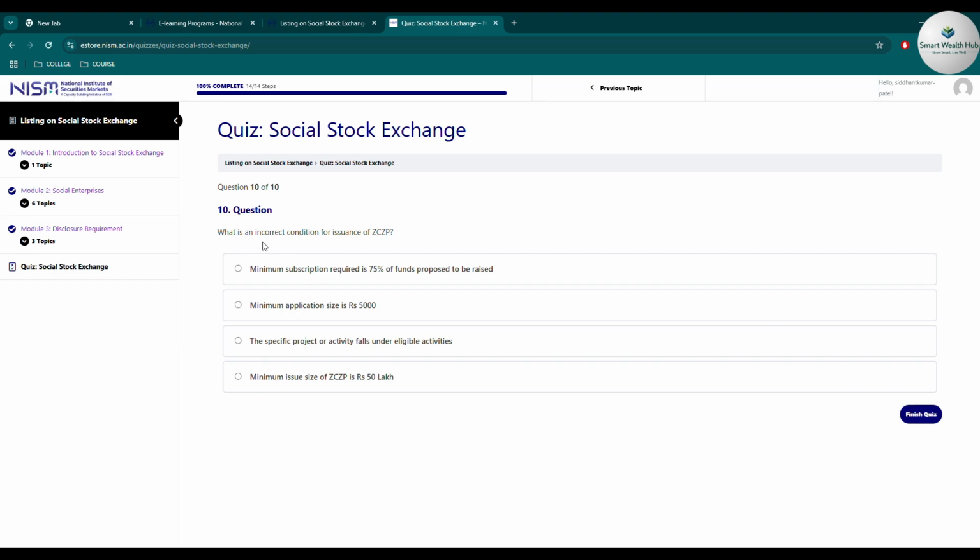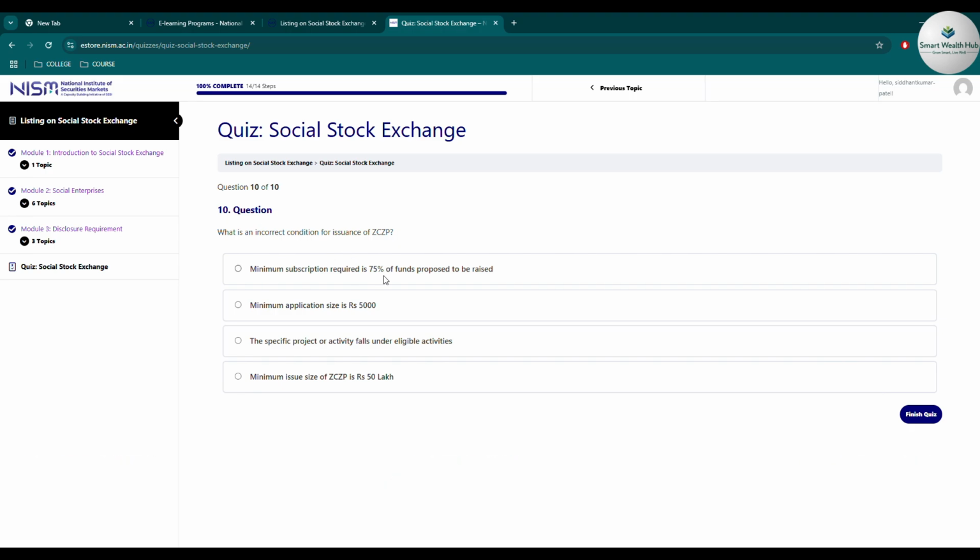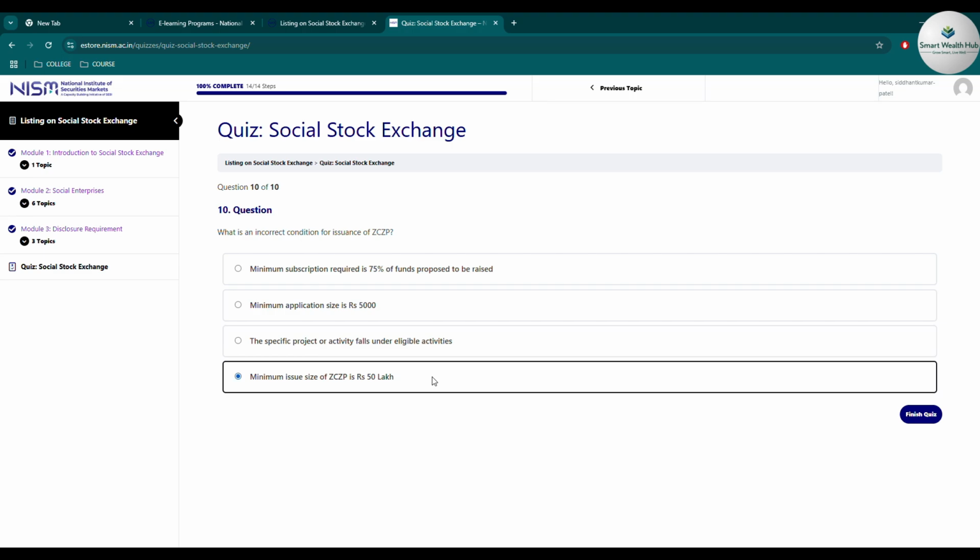What is an incorrect condition for issuance of ZCZP? Option A, minimum subscription required is 75% of fund proposed to be raised. Option B, minimum application size is rupees 5,000. Option C, the specific project or activities fall under eligible activities. Option D, minimum issue size of ZCZP is rupees 50 lakh. So the right answer is minimum issue size of ZCZP is 50 lakh.